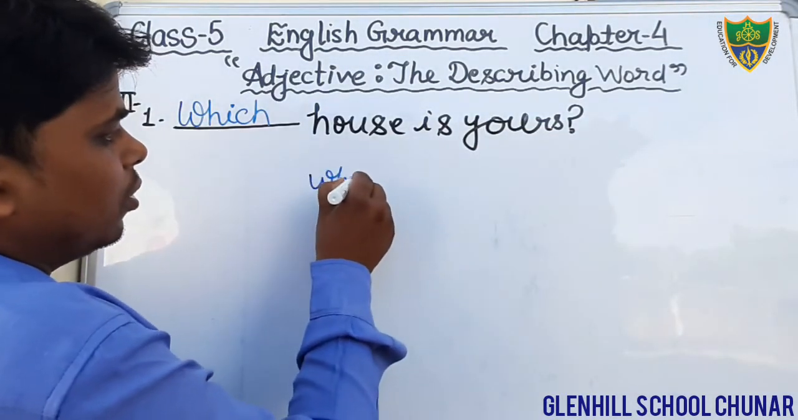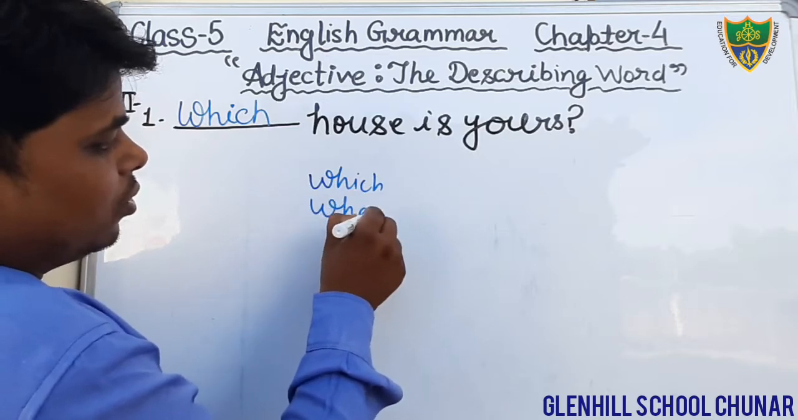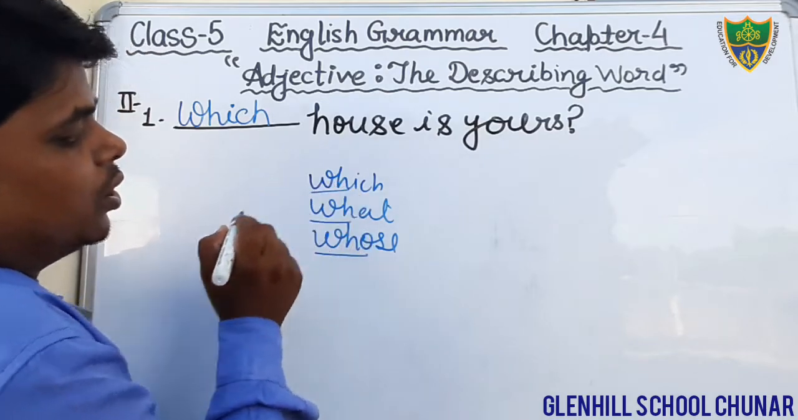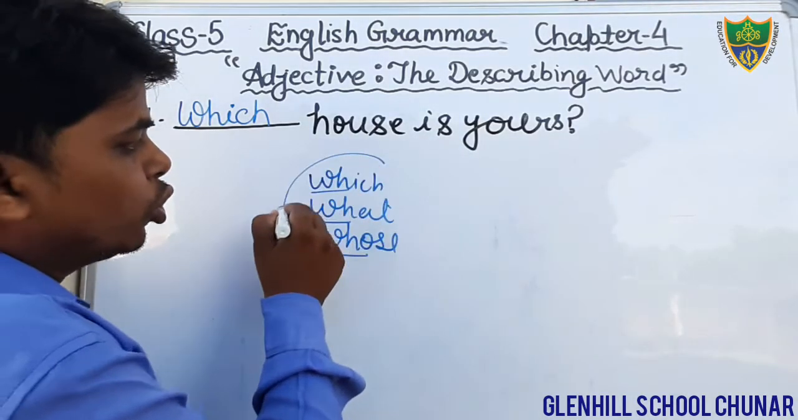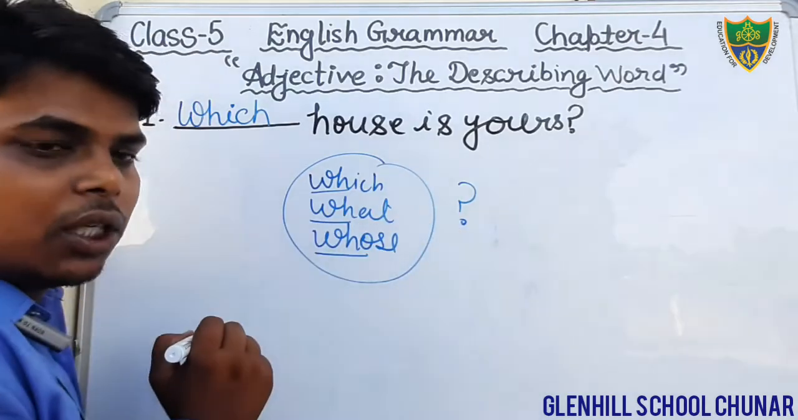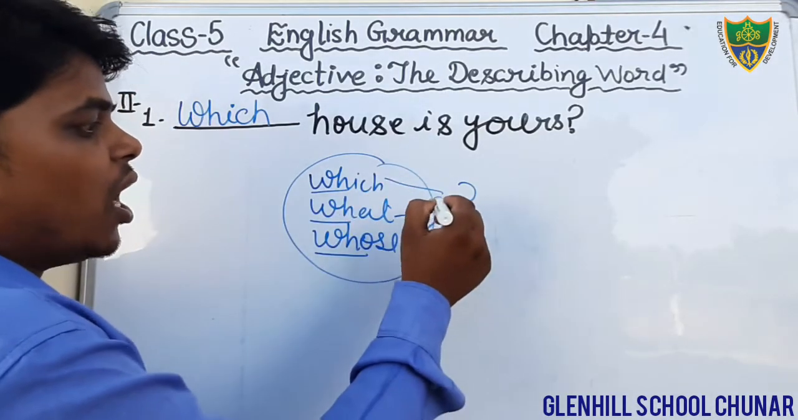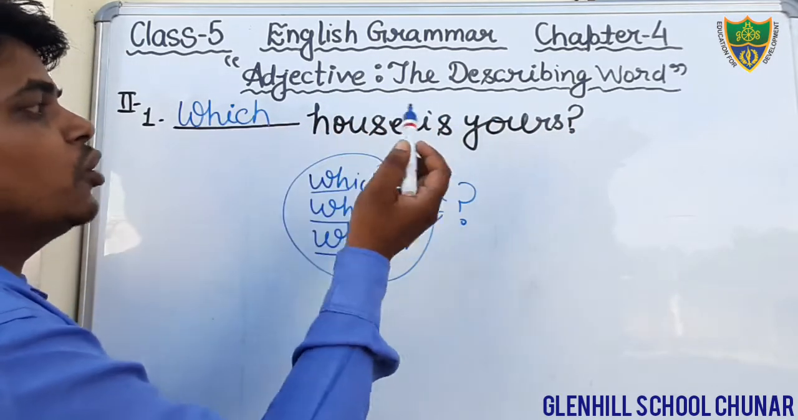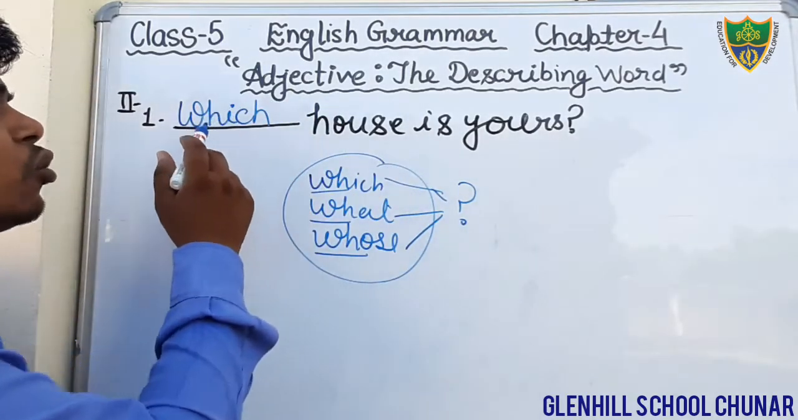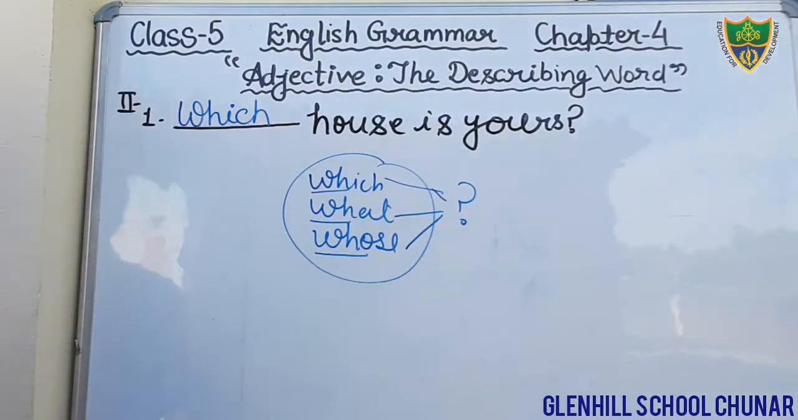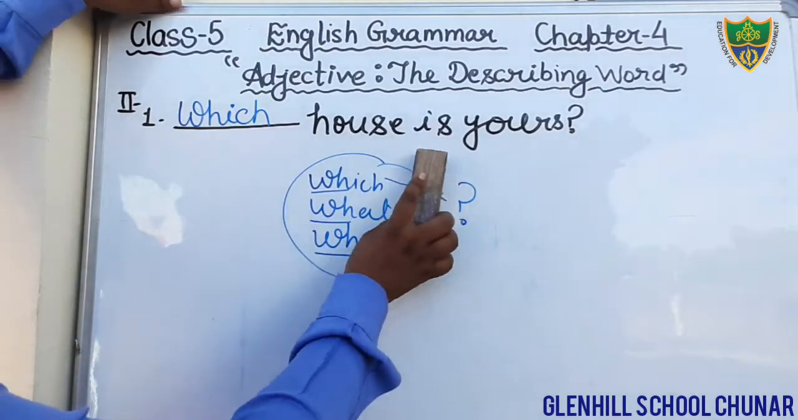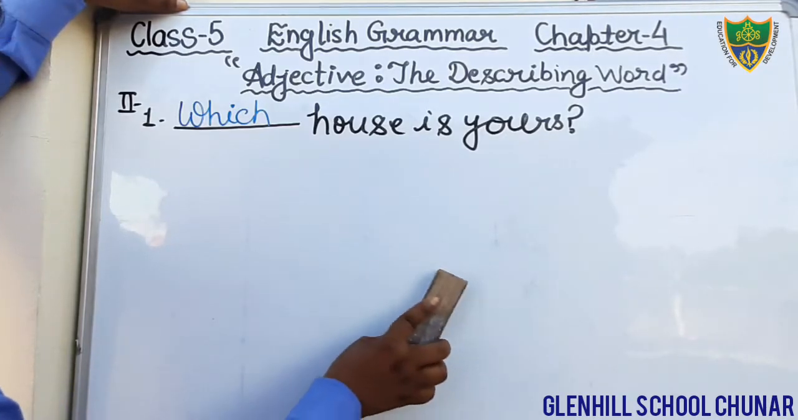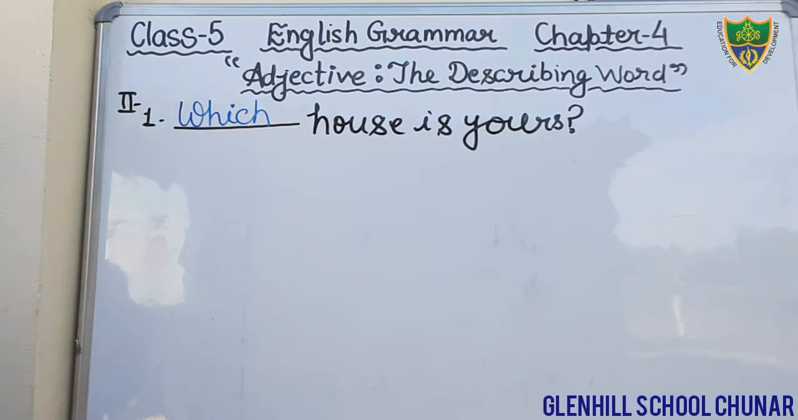Which, what, and whose. These are the WH words. It means interrogative words. We generally use them to ask questions. In this sentence, someone is asking the question, which house is yours? So what would be the suitable adjective in this sentence? Which. So dear students, you fill the word which in the first question of exercise number second. Just write it down.